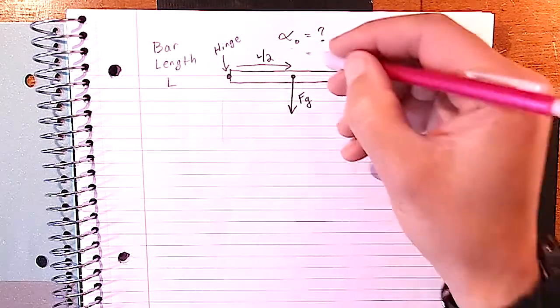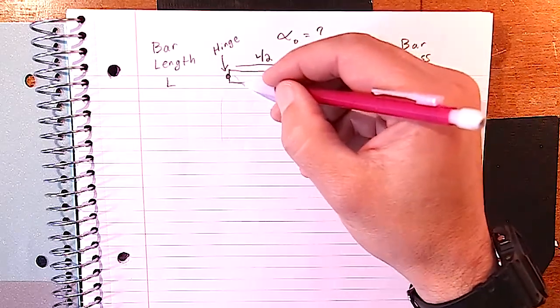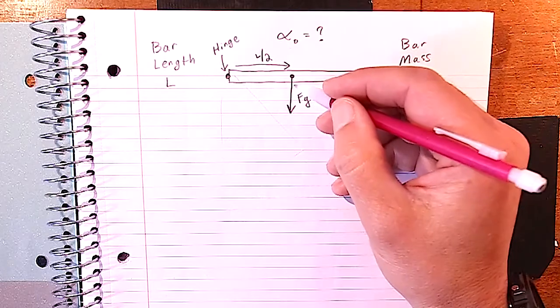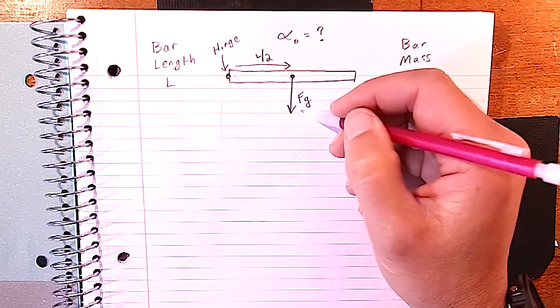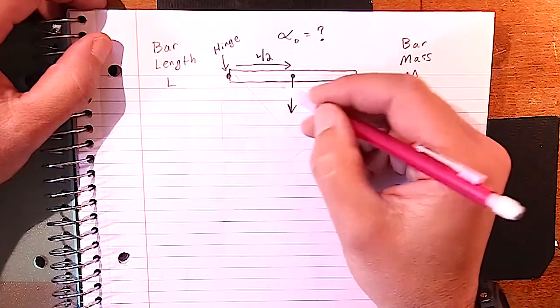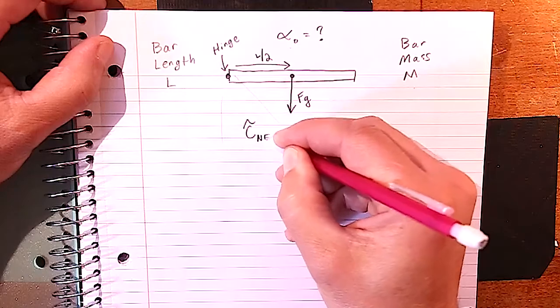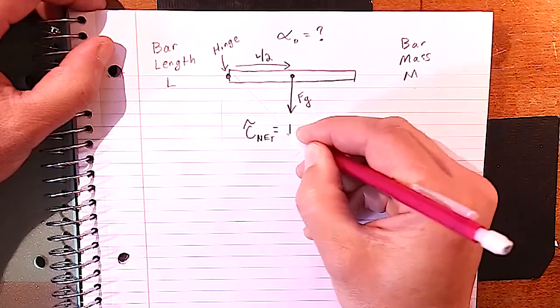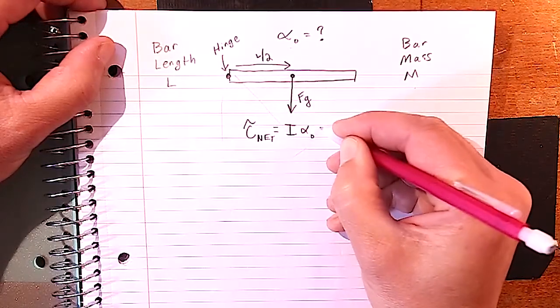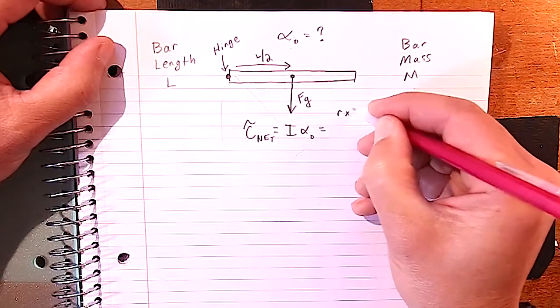So the reason that we're saying initial angular acceleration is because as this starts to swing down, the component of force is changing. So it's not a constant torque. We're just finding it at this instant. So to do this, we say net torque is equal to I alpha initial is equal to, and then it's going to be R cross F.